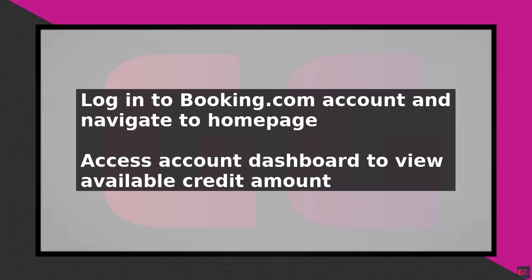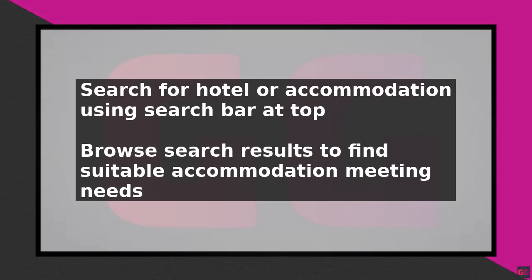First, log into your Booking.com account and navigate to the homepage. From there, click on your profile picture or name at the top right corner of the page to access your account dashboard. In the dashboard, you will find a section labeled Credit, which displays the total amount of credit you have available.